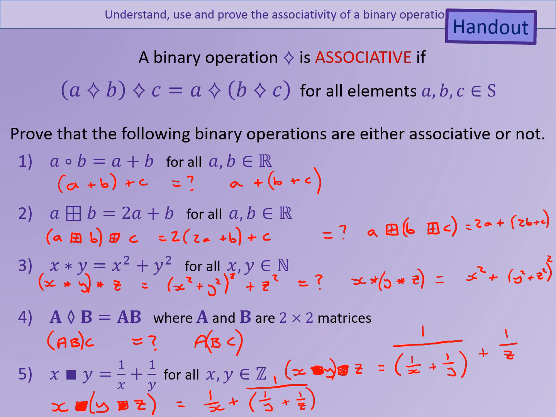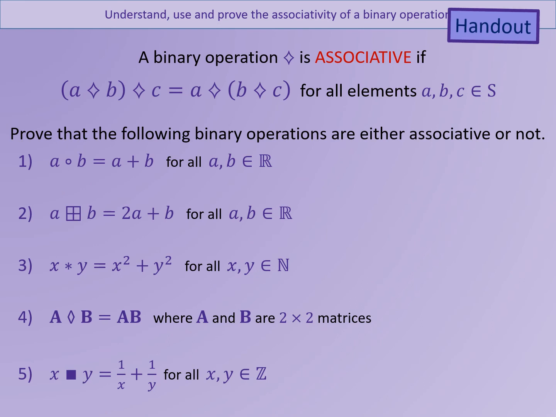So pause the slide now and determine, either by a counterexample or by algebraic proof that it works for all A, B, C or X, Y and Z, whether or not this is associative. So the answers to each of these, well, the first one, it's fairly straightforward to see that A plus B plus C would work regardless of where the brackets were. So the first one is associative.